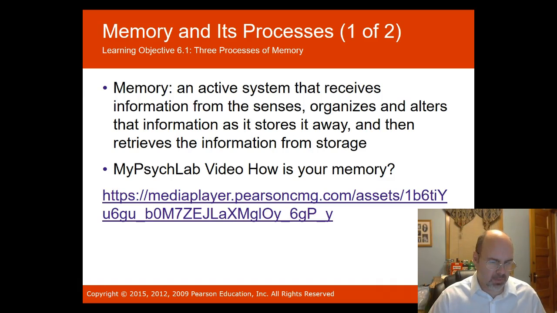First of all, let's talk about memory. This term was brought up in 1996 by Baddeley. Memory is an active system that receives information from the senses, organizes and alters that information as it stores it away, and then retrieves the information from storage. So there's three processes. One is receiving the information, organizing it in a neural form that your brain can understand, and then being able to retrieve that information.